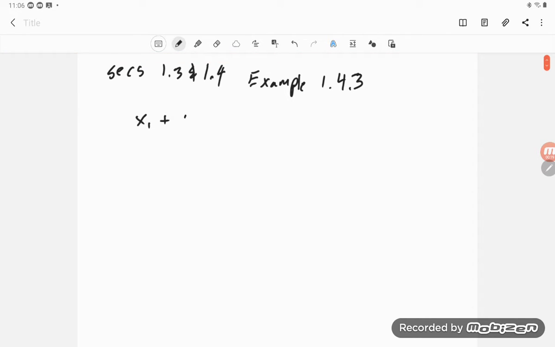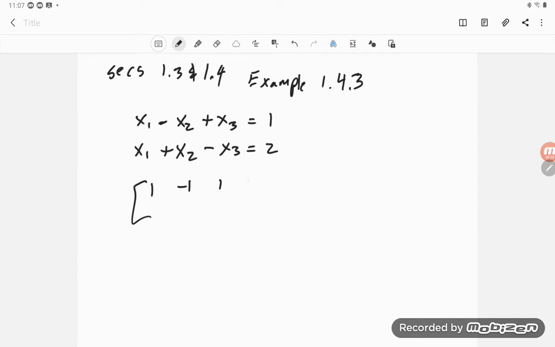We have x1 plus x2 plus x3 is equal to 1. Oh wait, I wrote that wrong. Okay, that's x1 minus x2 plus x3, and then x1 plus x2 minus x3 is equal to 2. And so we have our augmented matrix. I'm not sure why that got dark. We have our augmented matrix of 1, -1, 1, and 1. And then 1, 1, -1, and 2.